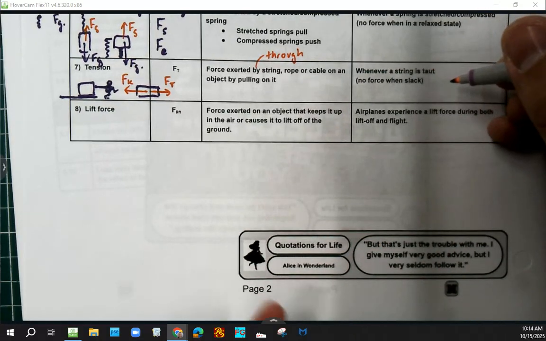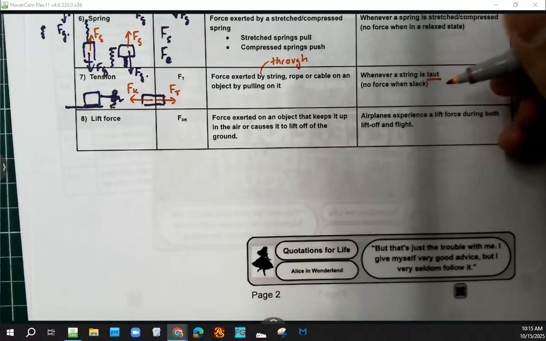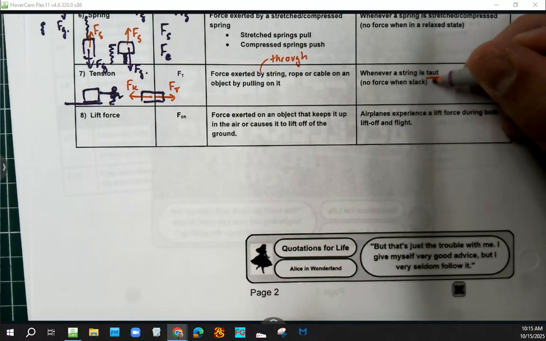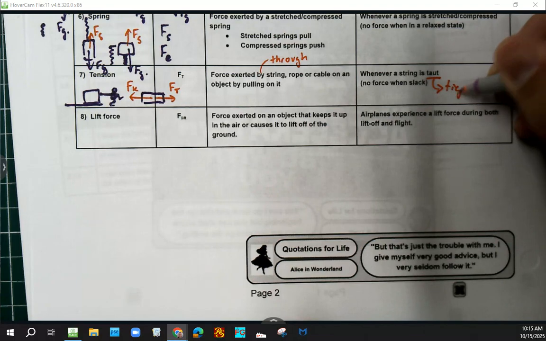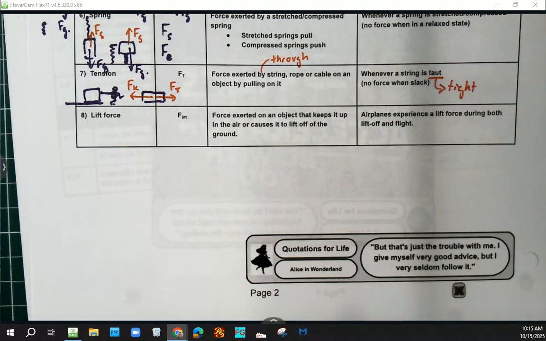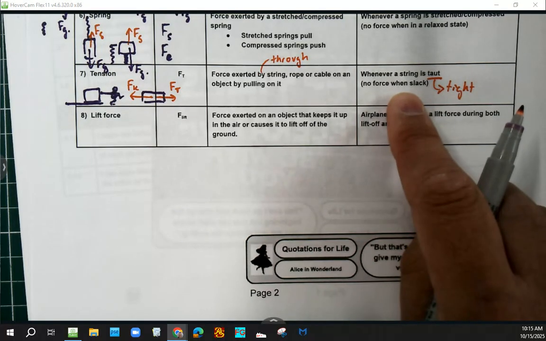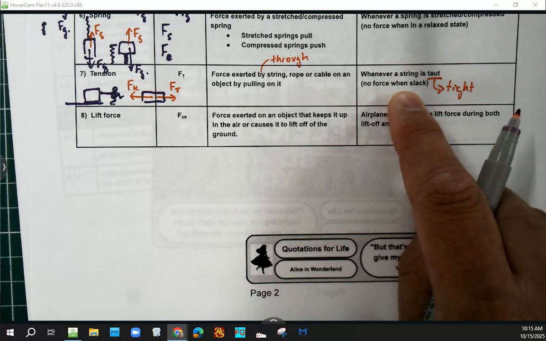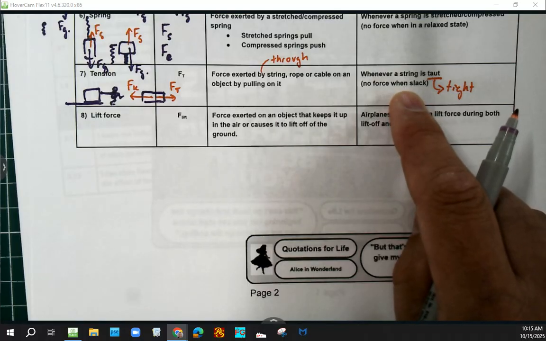And this idea of having tension, tautness, a tight rope causing a force. You can't have a force exerted through tension with slack. When there's no tightness, no tautness, if you can't imagine plucking it like a guitar string, you can't exert tension.